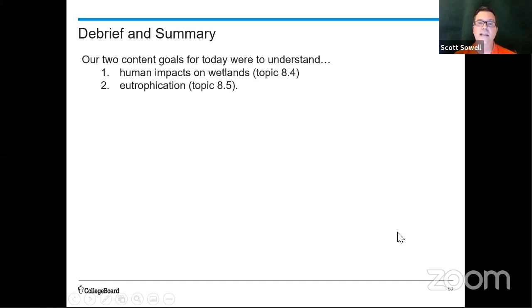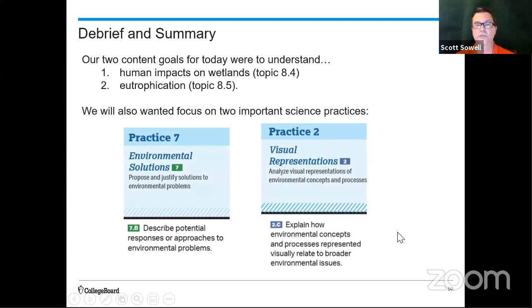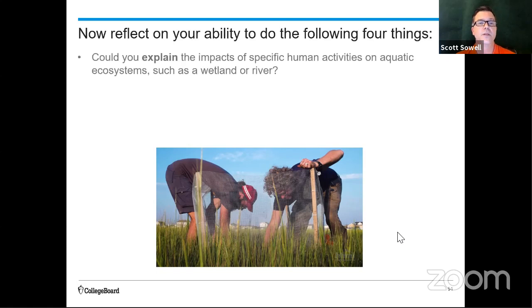So let's summarize. We had two goals, 8.4 and 8.5, and we wanted to focus on solutions and visual representations. Hopefully we've done that. Now remember those four things I asked you to think about. Let's revisit those and see if you feel maybe a little bit more comfortable doing some of them. Could you explain the impacts of specific human activities on aquatic ecosystems, such as a wetland or a river?